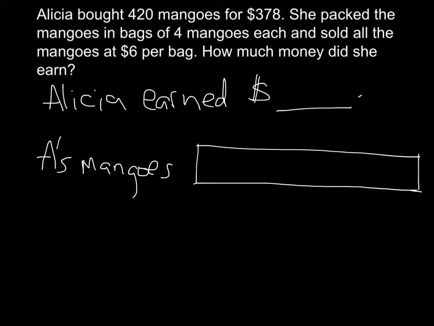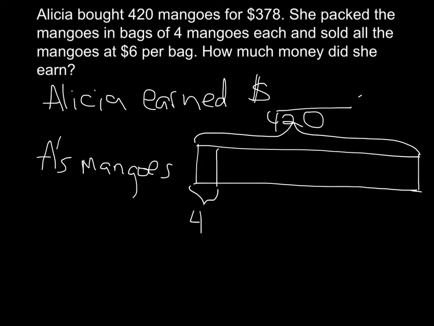Okay, the next thing we're going to do is label our bar. We know she bought 420 mangoes, and we know it costs $378. Well, the $378 is really not important to us right now, but here's what is important. We know that the entire bar model stands for 420 mangoes. That's what this bar represents. That's why we've labeled it Alicia's mangoes. And then we know that we're putting it in groups that are each 4 mangoes. So let me make my first group, and it is 4 mangoes.